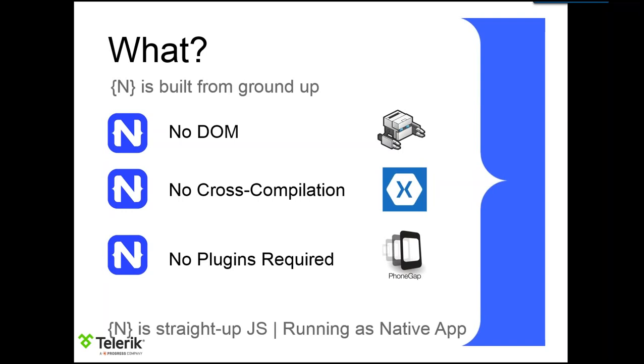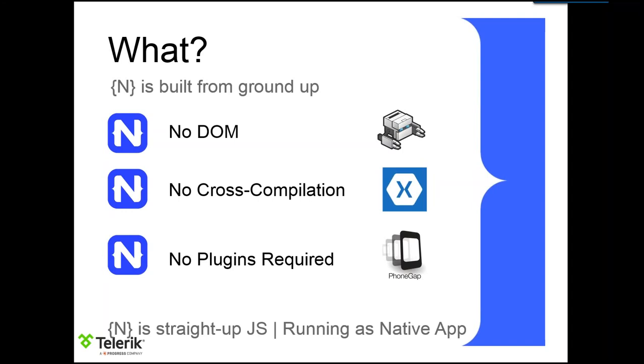There is no DOM. We do not cross compile, and no plugins are required. In fact, if you're developing a hybrid mobile application, chances are that you're using PhoneGap or Cordova, which is basically a plugin to the native app. It's a web view kept inside your app, and the web view runs your HTML, so it's still HTML. It's a hybrid. Whereas here we don't use the PhoneGap plugin, or any plugin at all, because you write the code in JavaScript, and we take that JavaScript and run it directly on the device itself. So that's what we mean by no cross compilation.